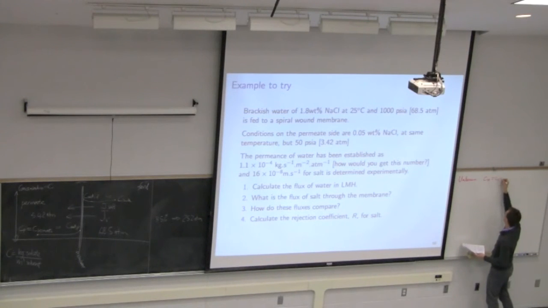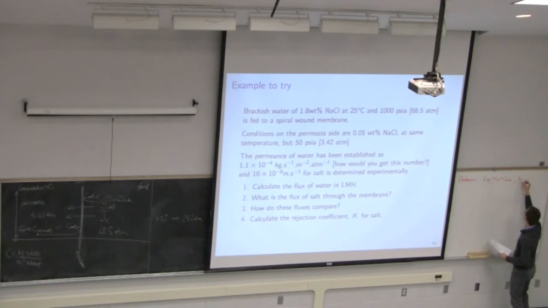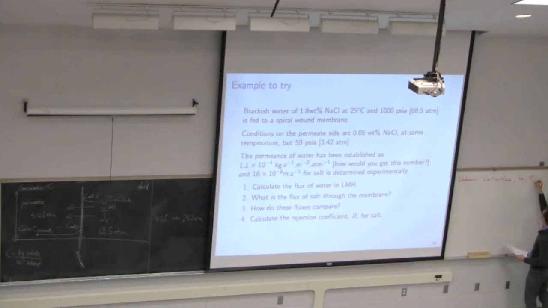Or C naught, or C bulk. Different terminology depending on what you prefer. Feed concentration, C naught, is also C bulk. So coming in over there, C bulk. We don't know that. Anything else? Which ones do we need? For the difference, I guess. Okay, so we're more interested in the difference than in the actual osmotic pressures. Anything else?